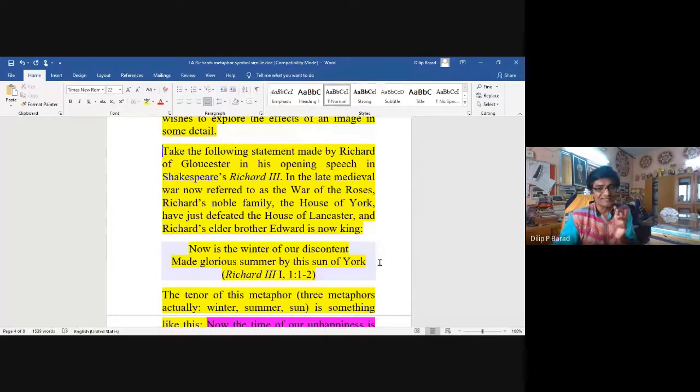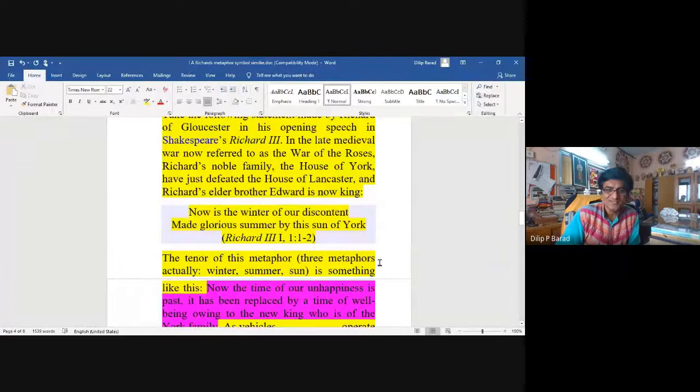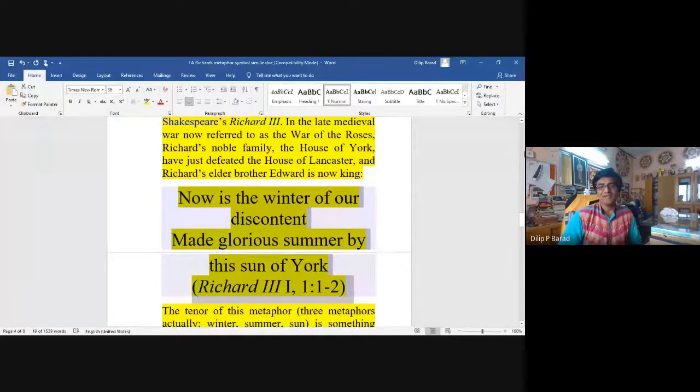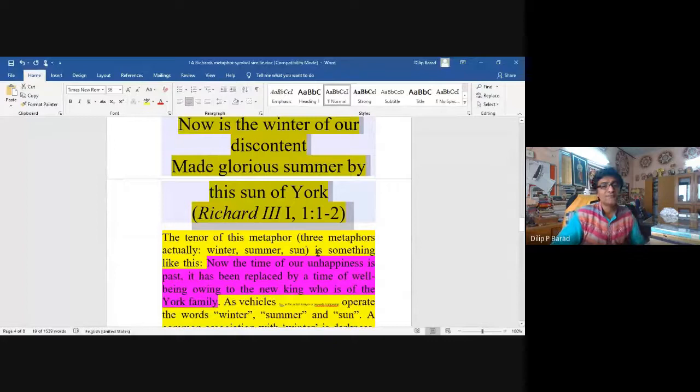Now is the winter of our discontent made glorious summer by this son of York. Yes. These lines are coming. Now, how do we do the analysis of this poem? We see that there is a metaphorical use of seasons here. Seasons, winter, summer, and also sun. Sun also is a metaphor coming from nature. So there are three metaphors actually here: winter, summer, and sun.